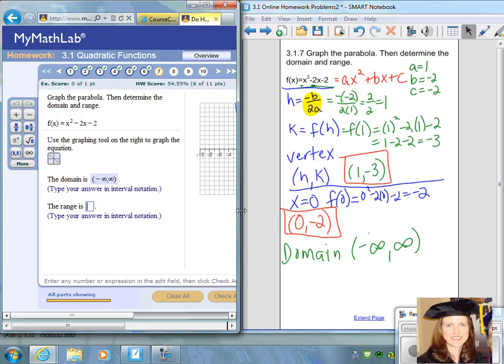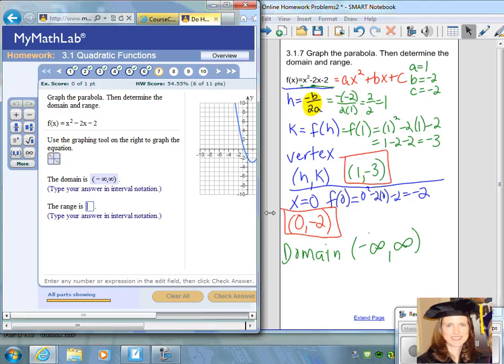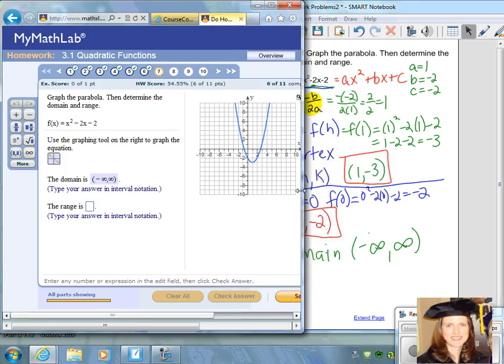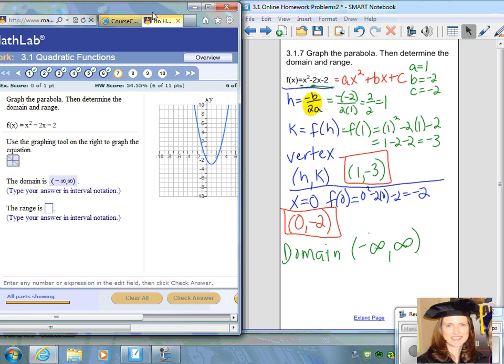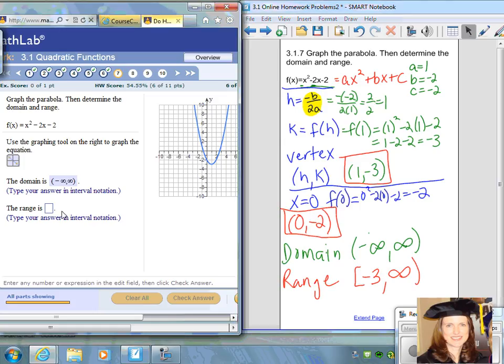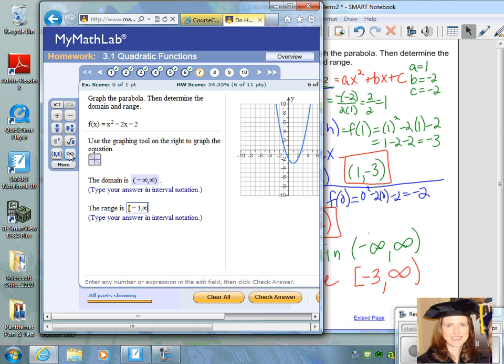Now the range, you want to look at how high and how low the graph is. This is a parabola that opens up, and the lowest y value is there at negative 3. So from low to high, the range is low to high. The lowest that this goes on the y-axis is negative 3, and it's going to continue to move up forever. So that's going to be our range from negative 3 to infinity. Close parentheses after the infinity, and check your answer.